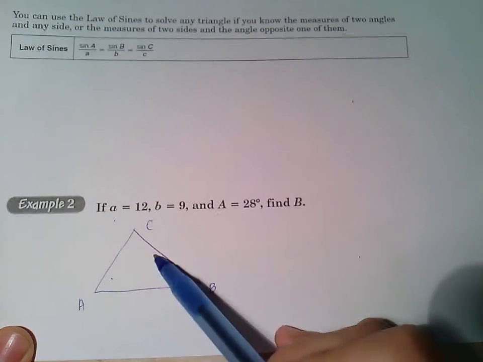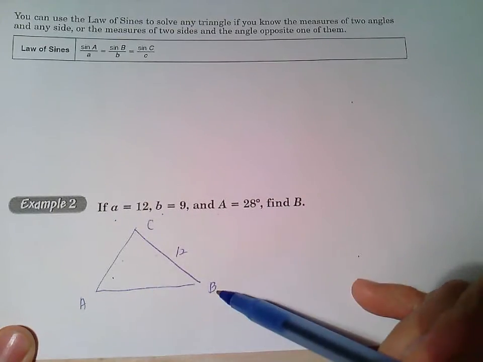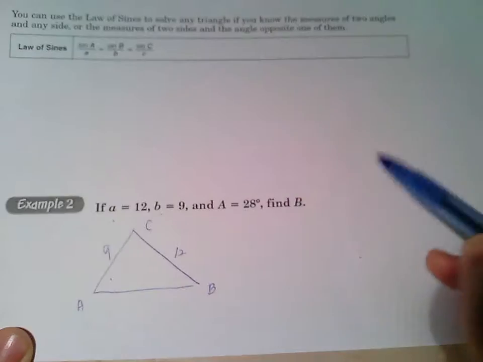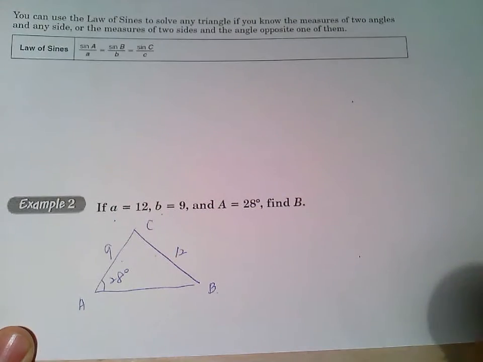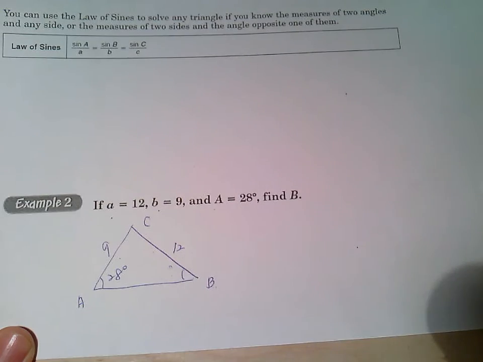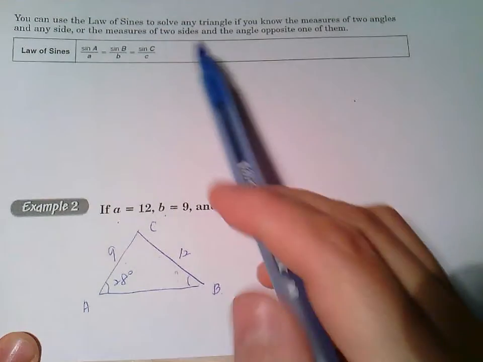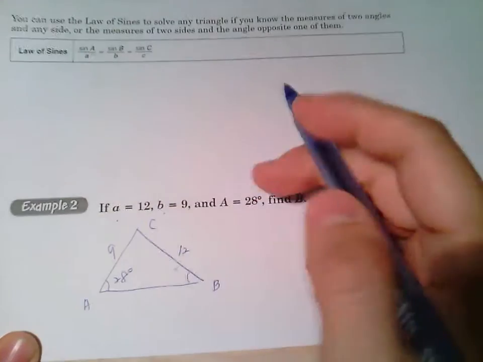So we have a triangle with A, B, and C. The opposite side of angle A is 12. B is the opposite side of angle B, 9. We are given an angle A, which is 28 degrees. So now the next question is we're going to find the angle B. Now we have to use the law of sines. So sine of A over a equals sine of B over b. So let me use it.